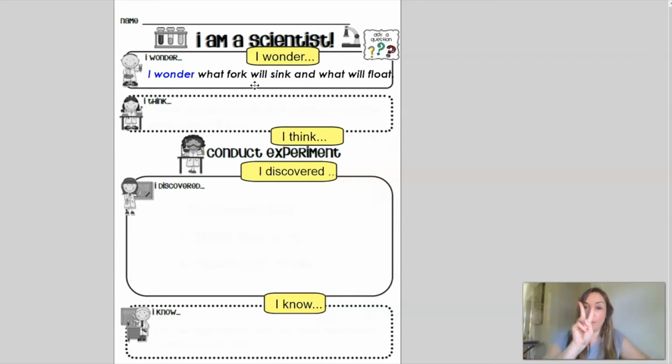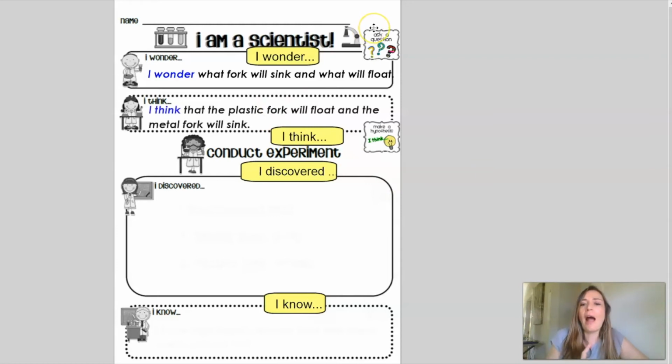So step number 2, we need to make a hypothesis. This means making a prediction. Predict what will happen. And my prediction is I think that the plastic fork will float and that the metal fork will sink. So that's my prediction. Let's listen to my hypothesis again. I think that my plastic fork will float and that my metal fork will sink.